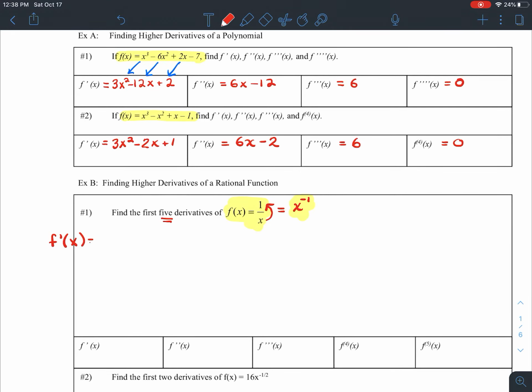Okay, so I'm going to go ahead and show here our first derivative. We would pull that -1 in front and subtract 1 off of the exponent. Be careful when you're writing your answer down here in the box, make sure that you're setting that x squared back down in the bottom.